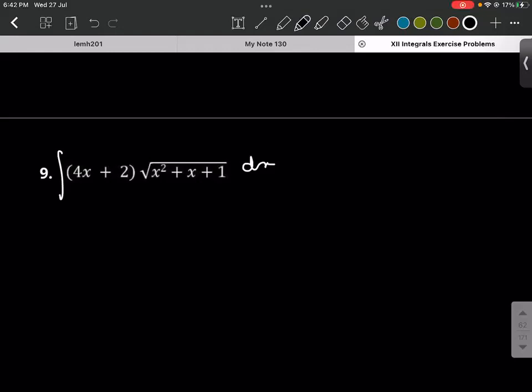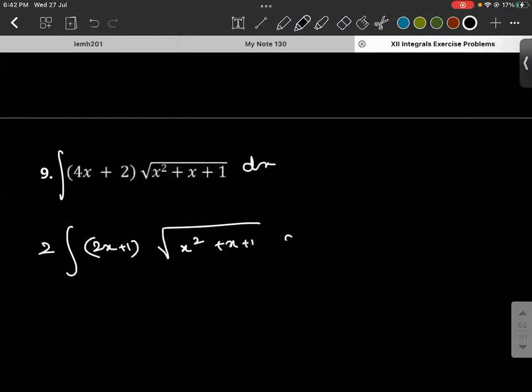So with differentiation, what will you substitute as t in this case? Substitute x square plus x plus 1 as t. If you look at the outside function, can I write it as 2 into 2x plus 1 into square root of x square plus x plus 1 dx?